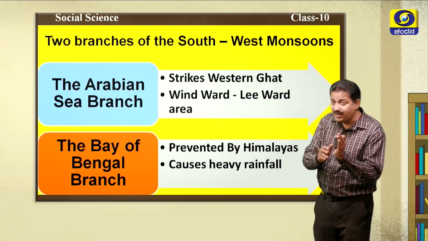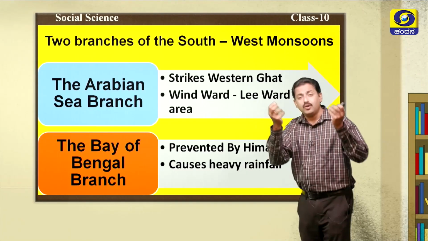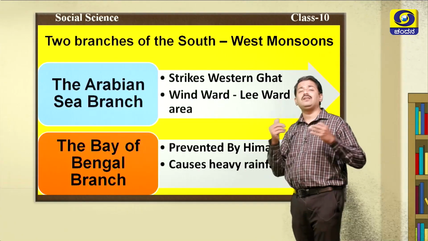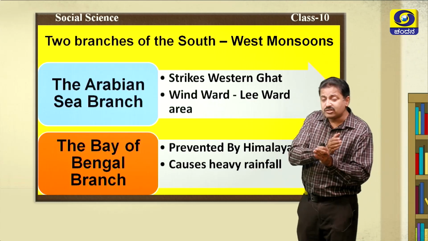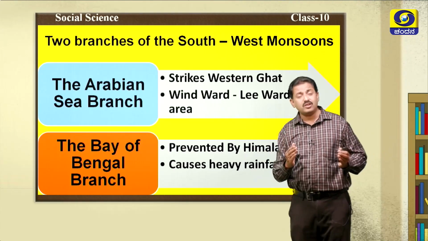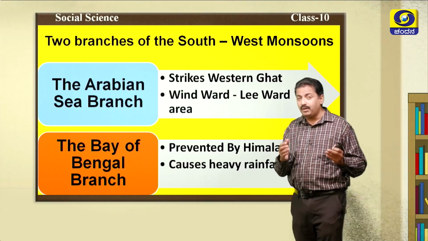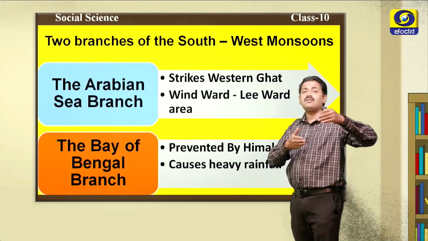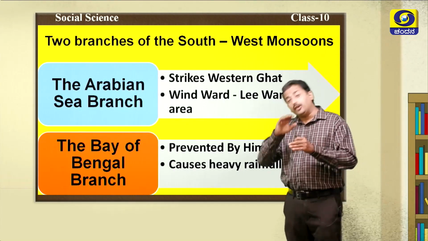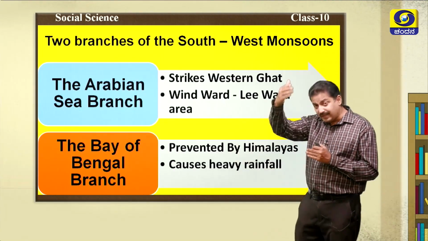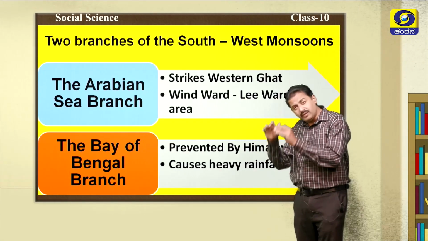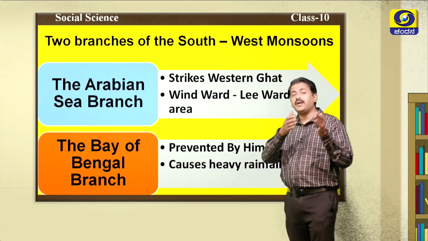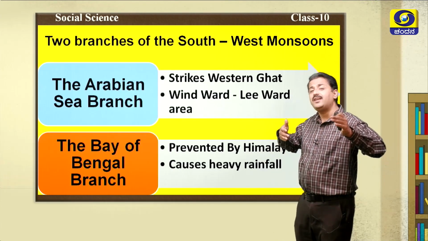The windward area and the leeward area both receive rainfall, but they differ in the amount of rain they receive. The western side of the Western Ghat receives more than 500 centimeters of rainfall, for example Agumbe and Hulikal of our Karnataka and many other places. To the eastern side of the Western Ghat, that is the leeward area, rainfall is very less, just 50 centimeters, because the clouds are prevented by the continuous range of high Western Ghats.